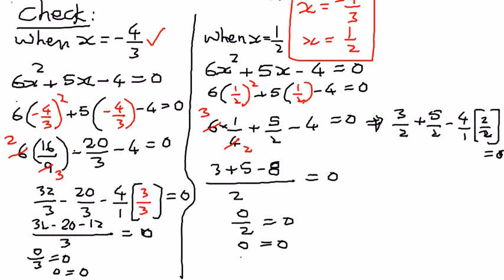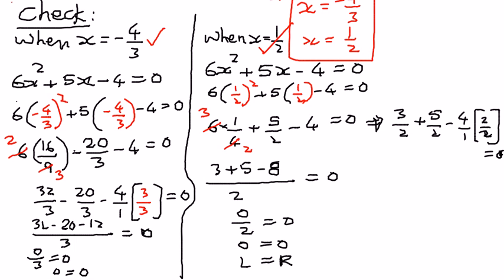Therefore the left hand side is equal to the right hand side, and therefore we come back here and say the value of x equals 1 half, which is one of the solutions, is also a true solution of the given quadratic equation.